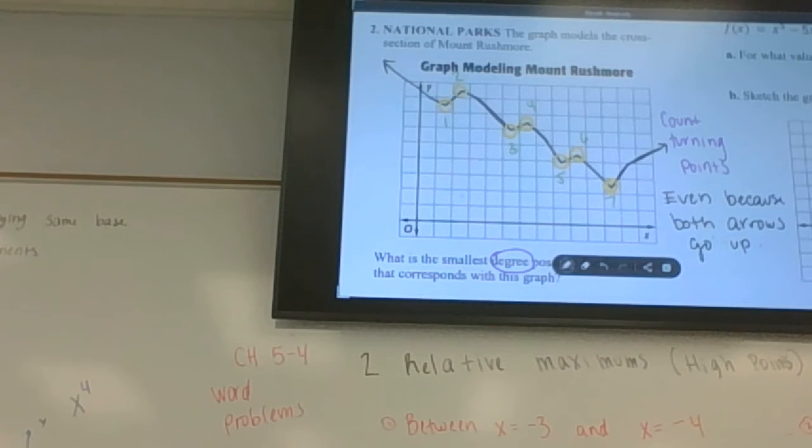The smallest degree that this graph could have is 8. The polynomial that writes this graph could be an 8th degree polynomial. It could also be 10, 12, 14. It can be higher than 8, but it could not be anything lower than 8 because of the 7 turning points. Questions?